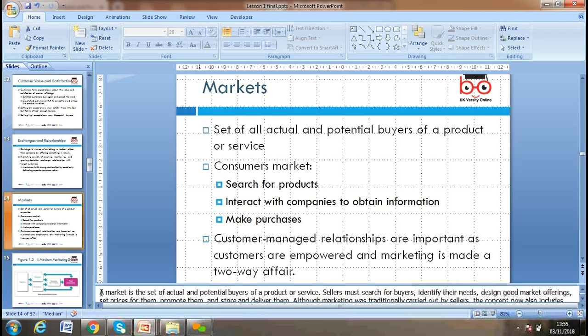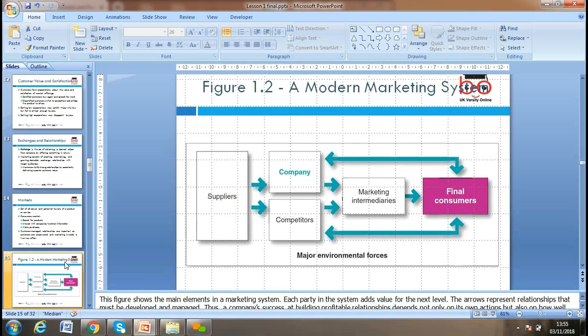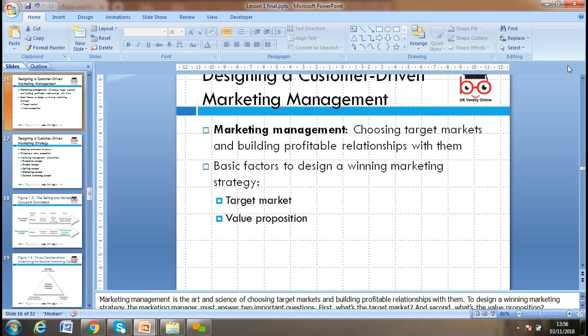Guys, it's quite good to read this when you do your assignment. So a modern marketing system: suppliers, company, customer, marketing intermediaries, and the final consumer. Major environmental forces mean we need to work as a team now. As a marketer, you have to put yourself in the customer's shoes and see through the customer's eyes to make our processes. So that's a modern marketing system which we need to focus on.